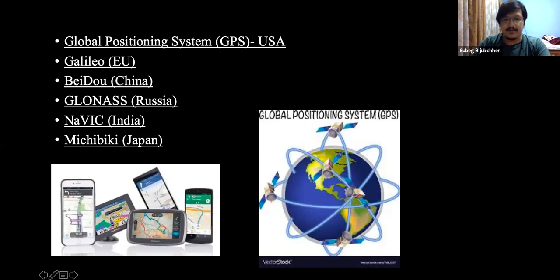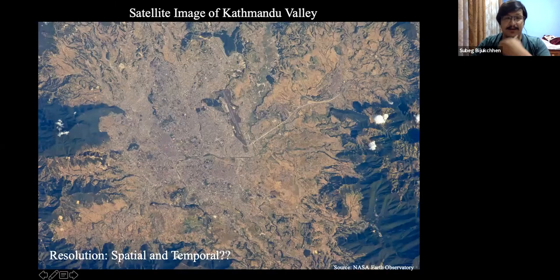So it's a kind of ground data. Okay. So I'm showing you the satellite image of Kathmandu Valley. This is the photograph taken from a satellite. I'll provide you the figure as well. You can find it in the NASA Earth Observatory. It is a really, how to say, very high resolution image.